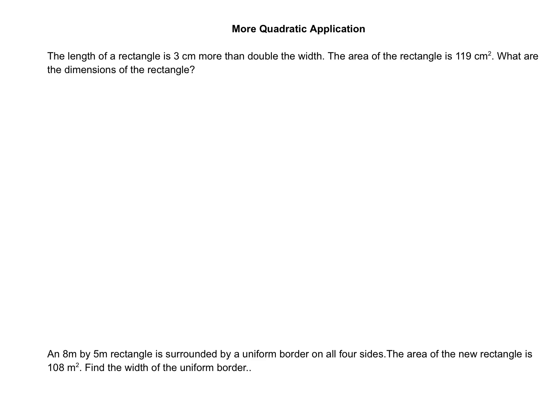The length of a rectangle is 3 centimeters more than double the width. The area of the rectangle is 119 centimeters squared. What are the dimensions of the rectangle? If we are asked for the dimensions, those will be our let statements. Let L represent the length. Let W represent the width.